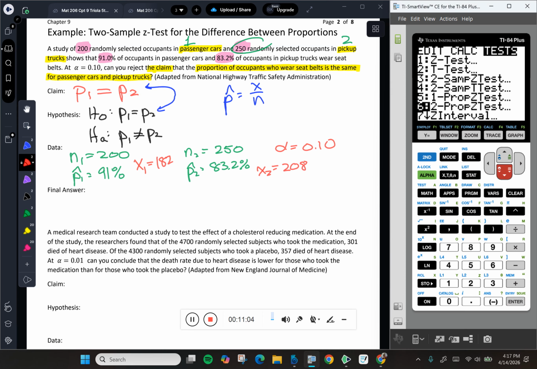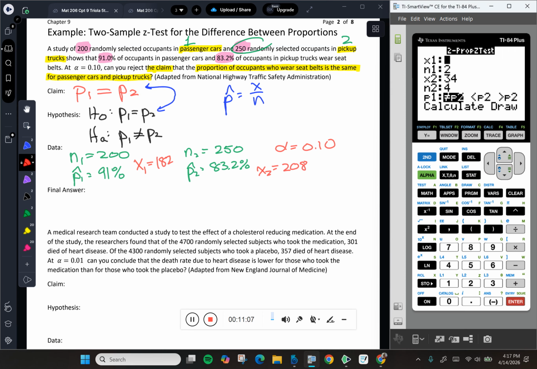This is a 2-prop z-test. My x1 is 182. My n1 is 200. My x2 is 208. My n2 is 250. The alternate is a not equal to, so I'll select that first one, and I'll go ahead and calculate. And I got that my test statistic, should I need that, is that z there at 2.418677324, round wherever they tell me to round it.